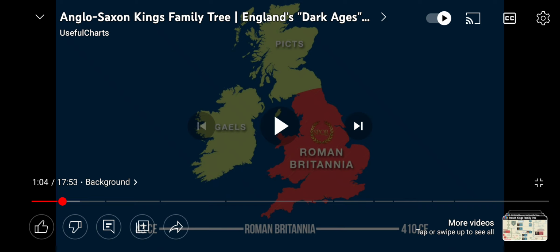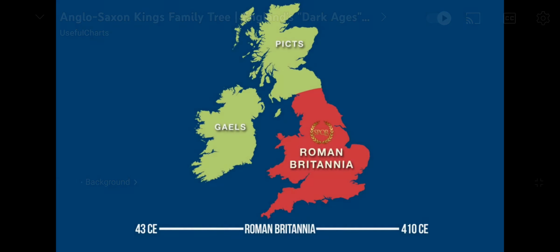You had the Gaels and the Picts, who were Celtic tribes living in modern-day Scotland and Ireland, and Hadrian's Wall was the cut-off between the Picts and the British. And it was mostly inhabited by a group of Celtic people known as the Britons.